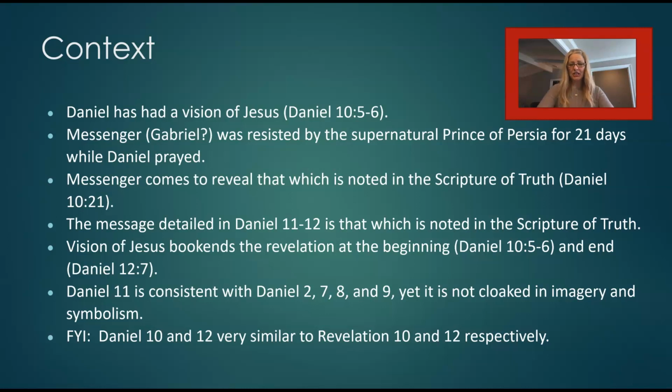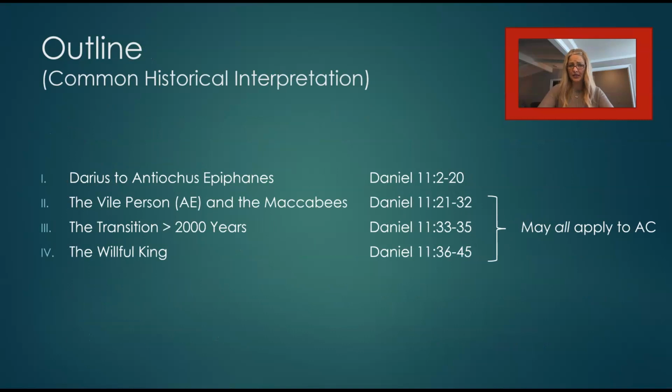However, the information in chapter 11 is not cloaked in imagery and symbolism. It's very explicit and forthright, yet it is still pretty complicated and dense. Now, FYI, Daniel 10 and 12 are very similar to Revelation 10 and 12 respectively. So if you read all of those chapters together, you're certainly going to see some correlation.